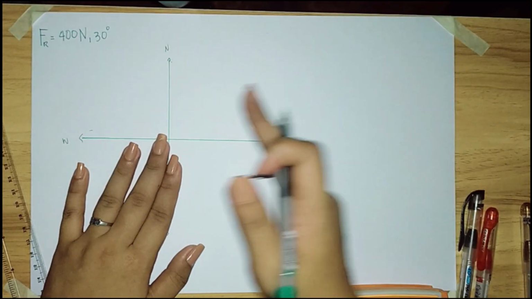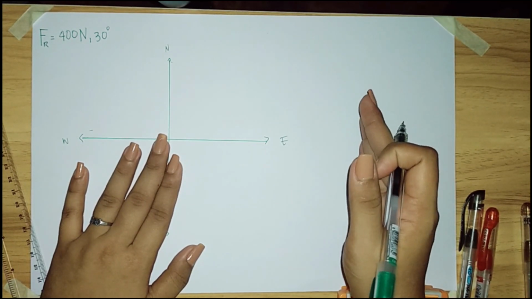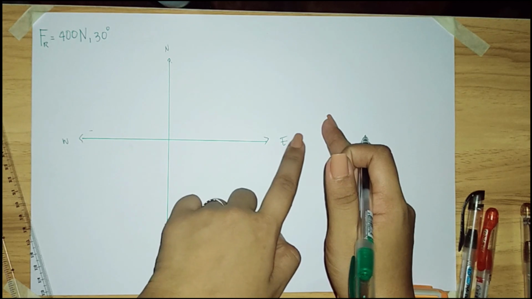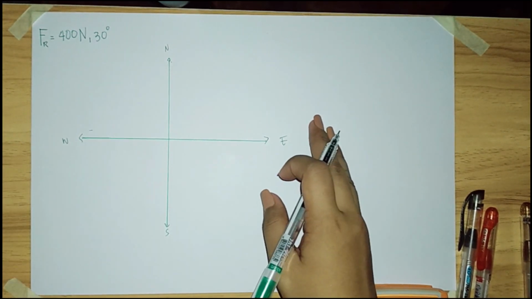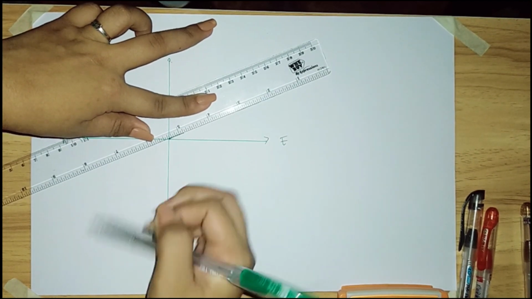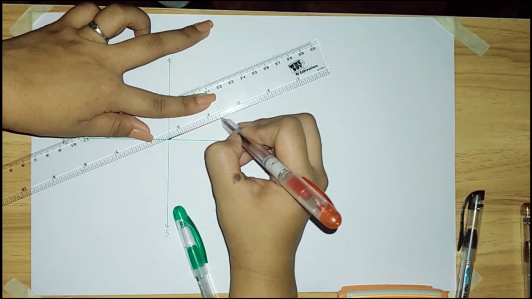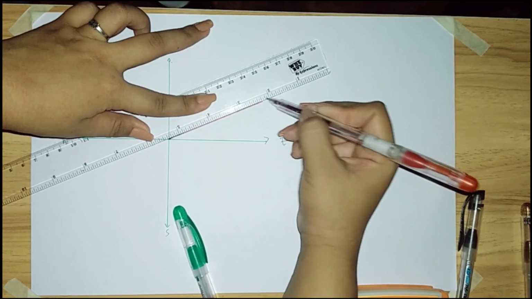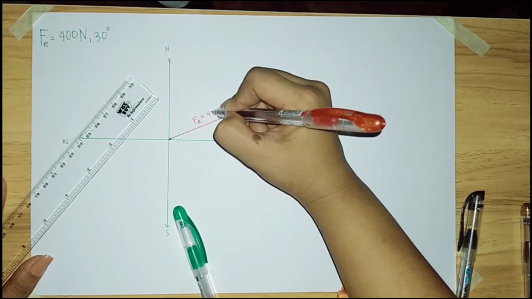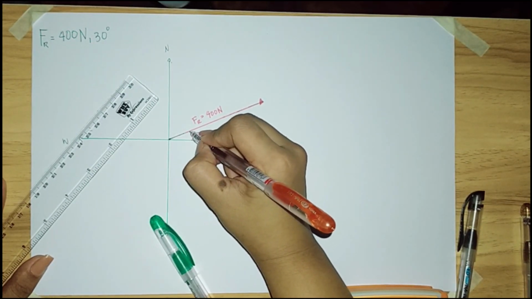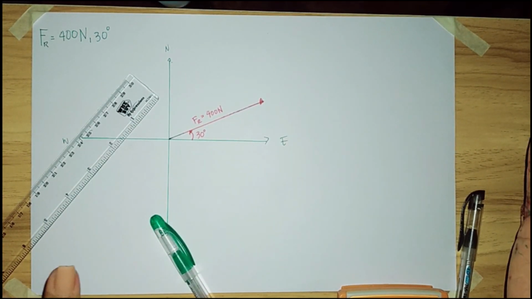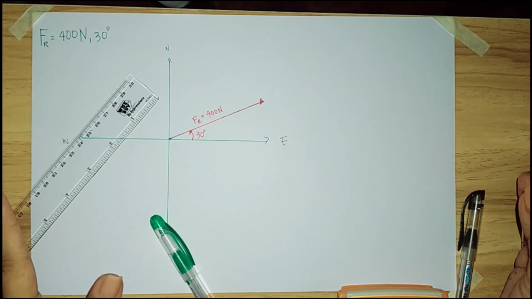So, where is the right? It is in the east. Again, it is above the horizontal to the right, meaning it is on the east side. So, this is for our 30 degrees. Let's have the red pen so we can see it better. There it is. This is for the F sub R, this is for 400 newtons, and this is our angle, 30 degrees.